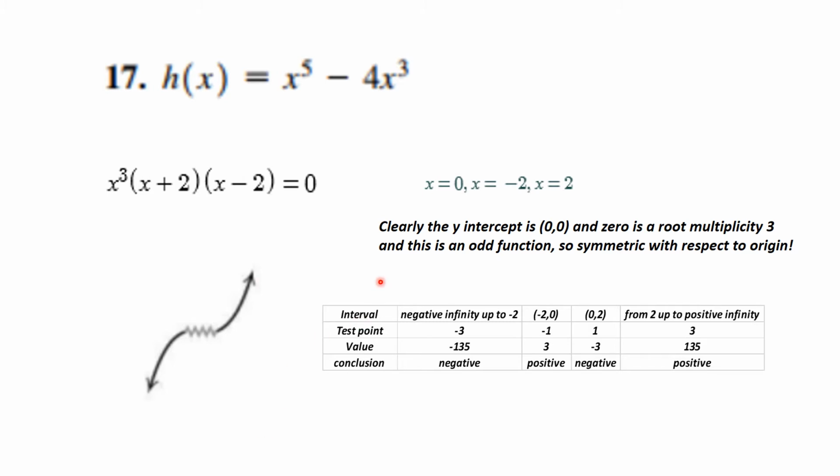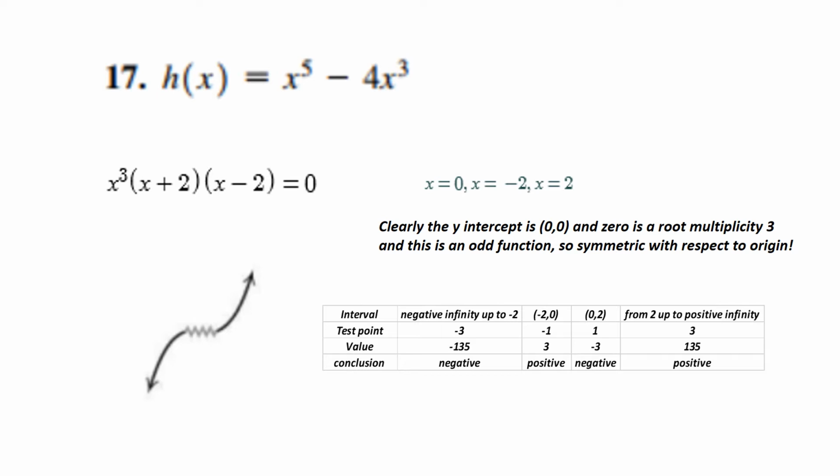Now let's do test points within each of the intervals. So we're plotting these on the real number line. We'll go from negative infinity up to minus 2, from minus 2 to 0, from 0 to 2, and from 2 to positive infinity. We'll pick test values in each of those intervals, and I'll see if I'm negative or positive in each of those intervals, and that tells me whether I am above the x-axis or below the x-axis.